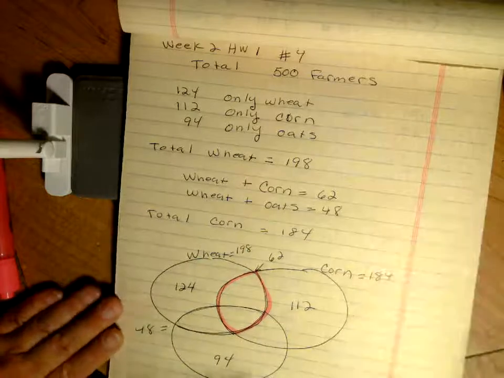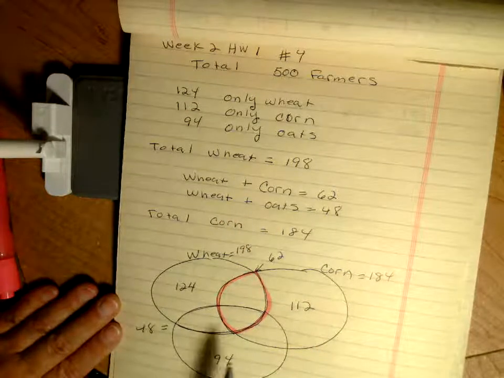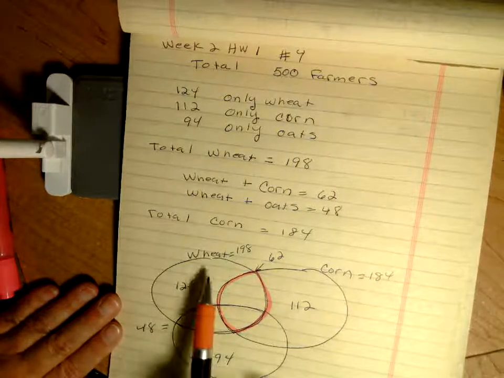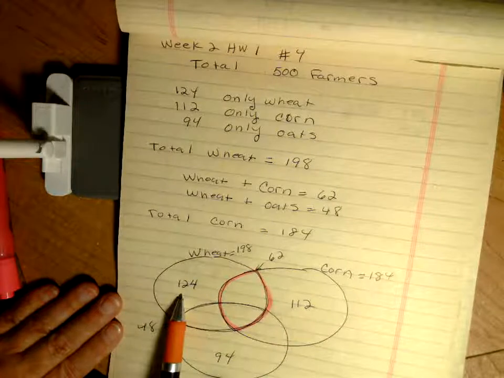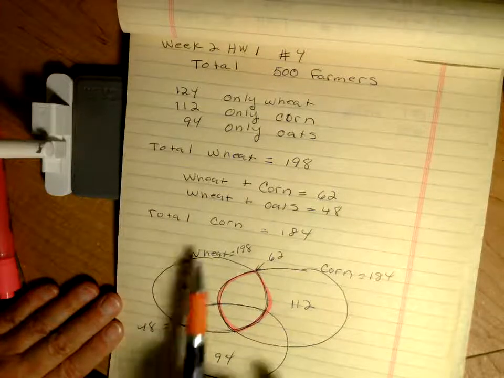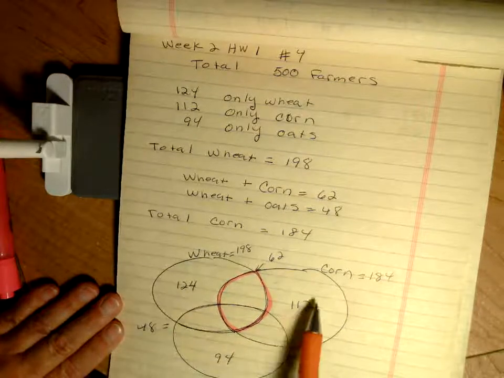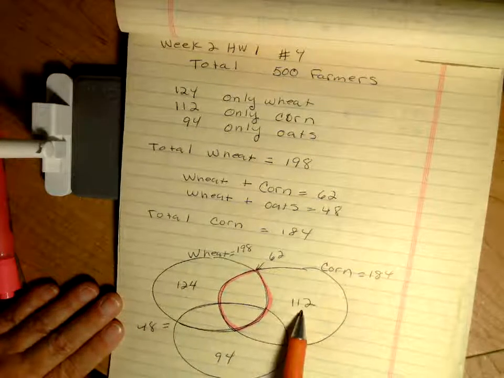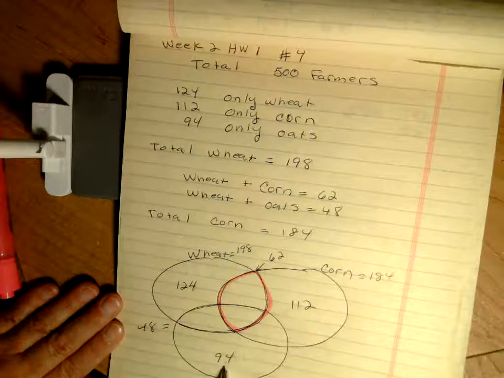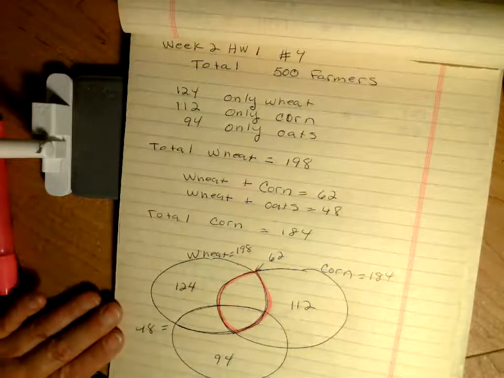So I filled in what we know. I did a Venn diagram. That's the best way to solve this. I fill in what we know. Wheat, corn, oats. And I know that only 124, or I know that 124 grow wheat. There's no intersection. It's only wheat. Only corn would go in this piece of the Venn diagram, and only oats would go into this. No overlap. It's only them.